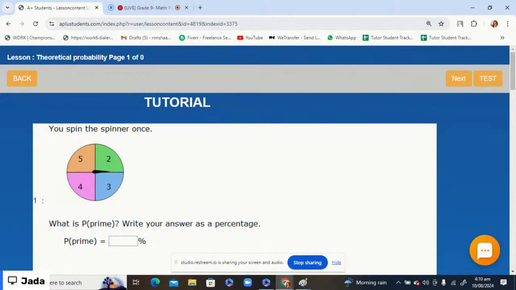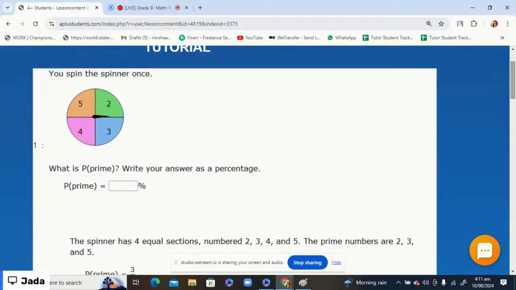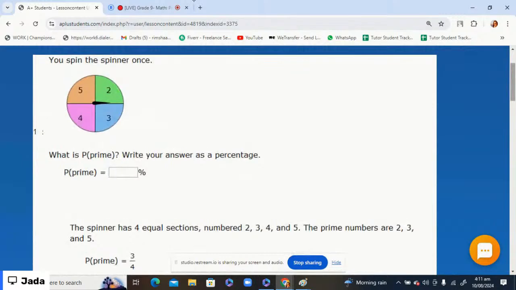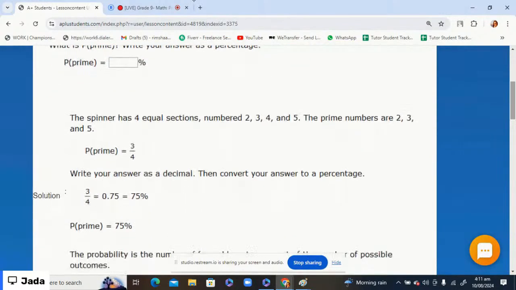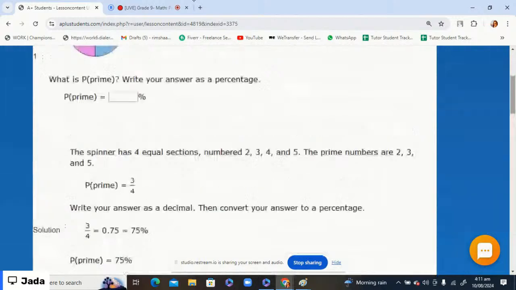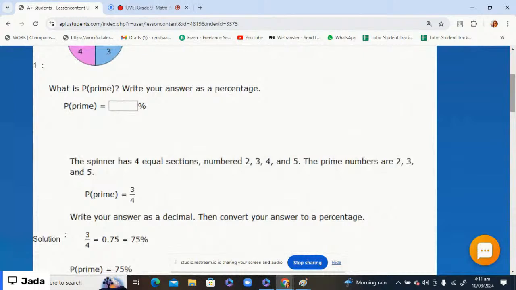So here, let me just open this one. Here is your spinner. So what is the prime? And write your answer as a percentage. P is showing the prime number. Look at here, the prime. As we know, the first one is 3 by 4. How can we say that? Because how many total sections? These are 4, and the numbers are 2, 3, 4, and 5.